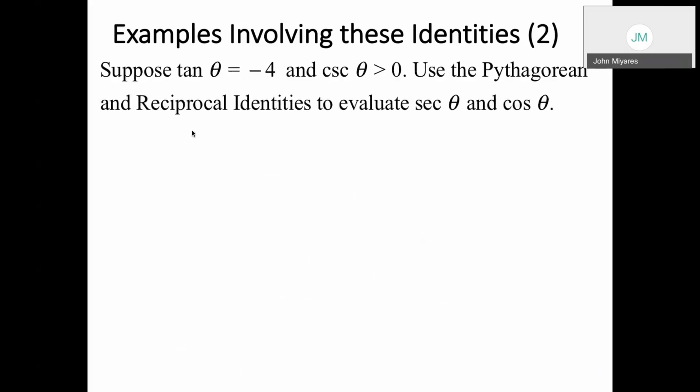Let's try a similar example, and perhaps this is a good one to try on your own. Suppose that you're told that the tangent of the angle theta equals -4 and the cosecant of theta is positive. Use the Pythagorean and reciprocal identities to evaluate the secant of theta and the cosine of theta. Why don't you pause the video and see what you can do on your own?